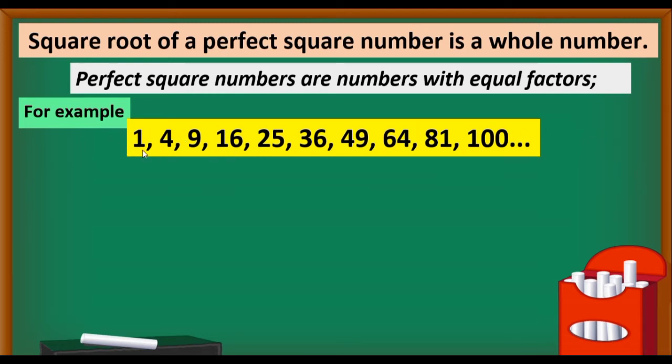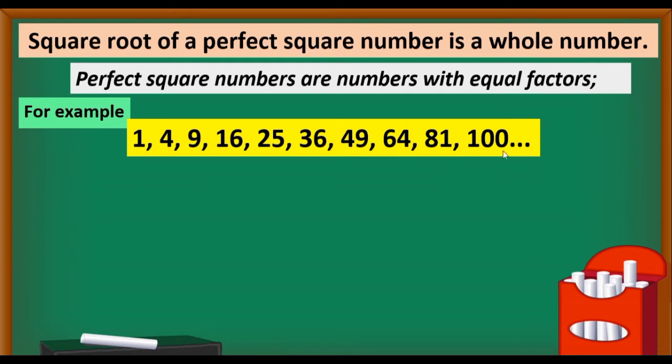Yung 1 yung naging sagot natin kanina, di ba ang 1 is 1 times 1. Ang 4 is 2 times 2. Ang 9 ay 3 times 3. Ang 16 ay 4 times 4. Ang 25 ay 5 times 5. Ang 36 ay 6 times 6. Ang 49 ay 7 times 7. Ang 64 ay 8 times 8. Ang 81 is 9 times 9. At ang 100 ay 10 times 10.